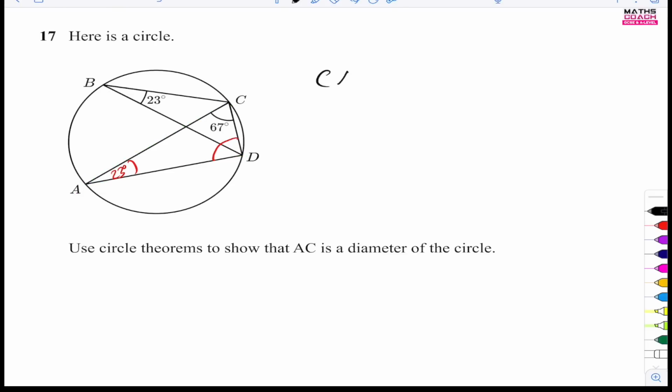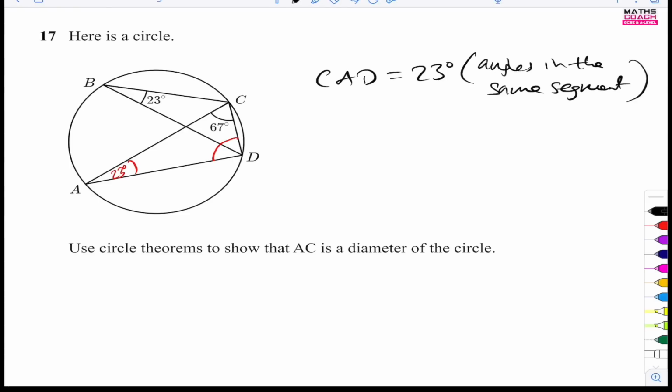So let's write down CAD is equal to 23 degrees because angles in the same segment. You have to give reasons. This question doesn't actually ask you to do that, but it will in an actual exam. It would say give reasons for your answer, and that's what the examiner expects. So that's 23 degrees.